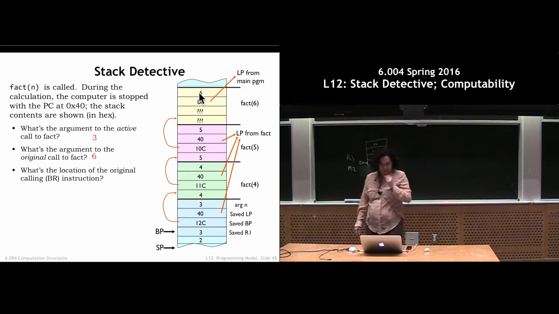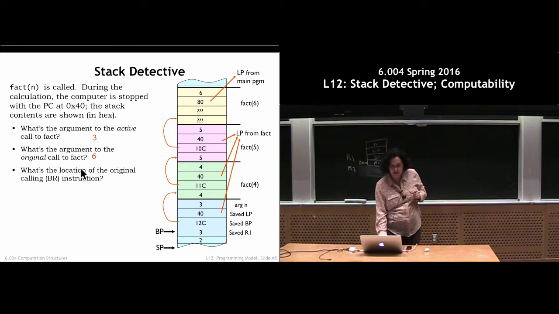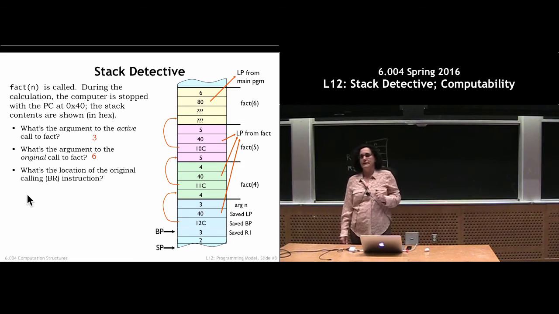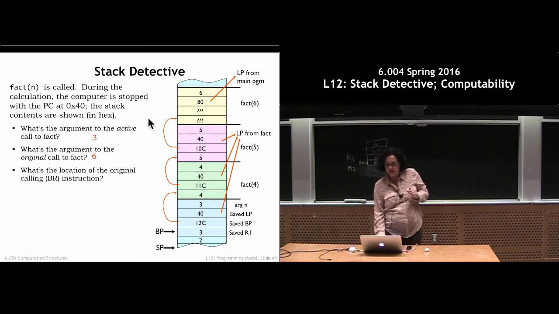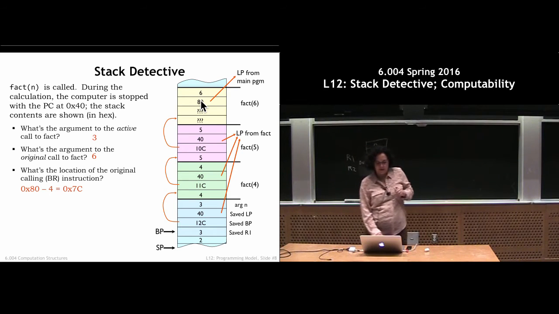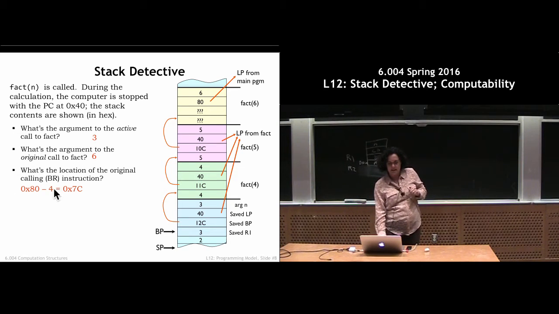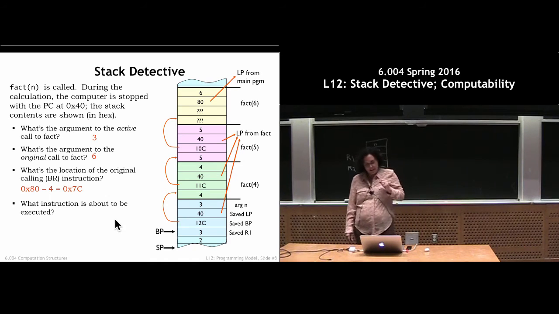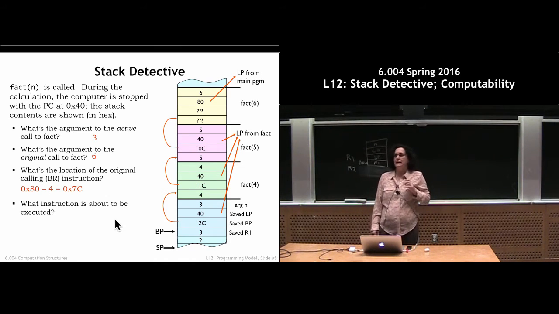Okay. How about trying to answer the question, what's the location of the original branch instruction? Again, now we know how to do this, right? We know that this is the address of the return address from the original branch instruction, which means that the original branch was 4 bytes before that, or in other words, 0x80 minus 4, which is 0x7c.